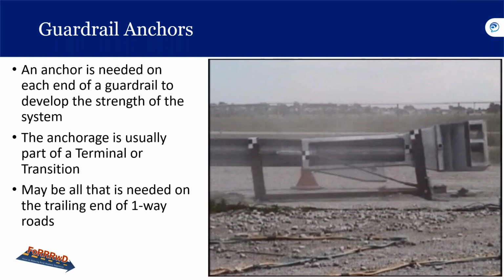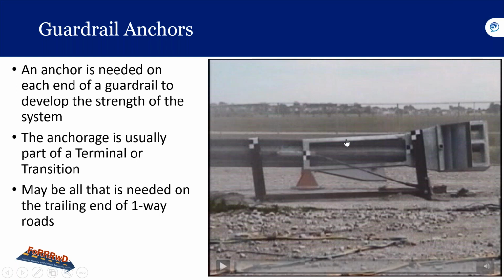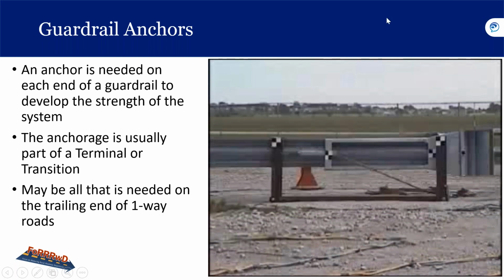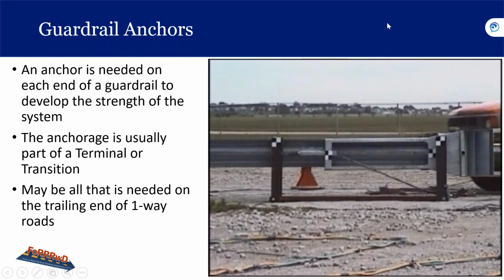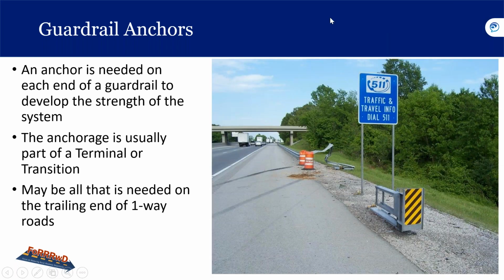So it says the photos from Kentucky show a location where the cable anchor may not have been connected at the time of impact and the vehicle was able to pass through the system. Let's see, that's a different one. We're talking about this picture here. So this picture from Kentucky shows where the cable anchor may not have been connected at the time of impact. So the vehicle was able to pass through the system.